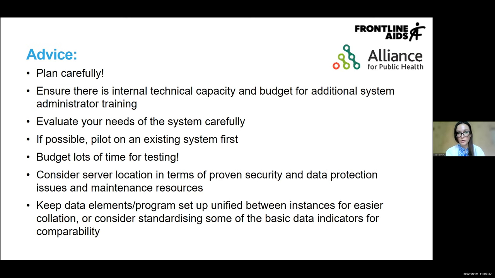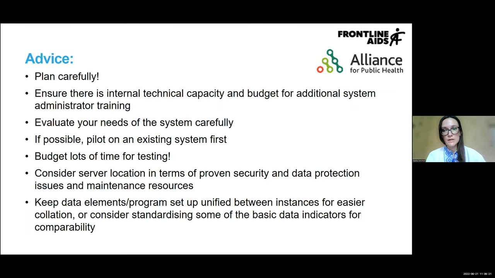Also consider the server location in terms of security and data protection issues and maintenance resources. Our servers were under the maintenance of BIO systems, and we decided to have them at the same place. And we defined that it was a good decision. Also, keep fundamental data elements unified between instances. It is useful for further collation or standardizing or comparison of data elements or data you actually receive.